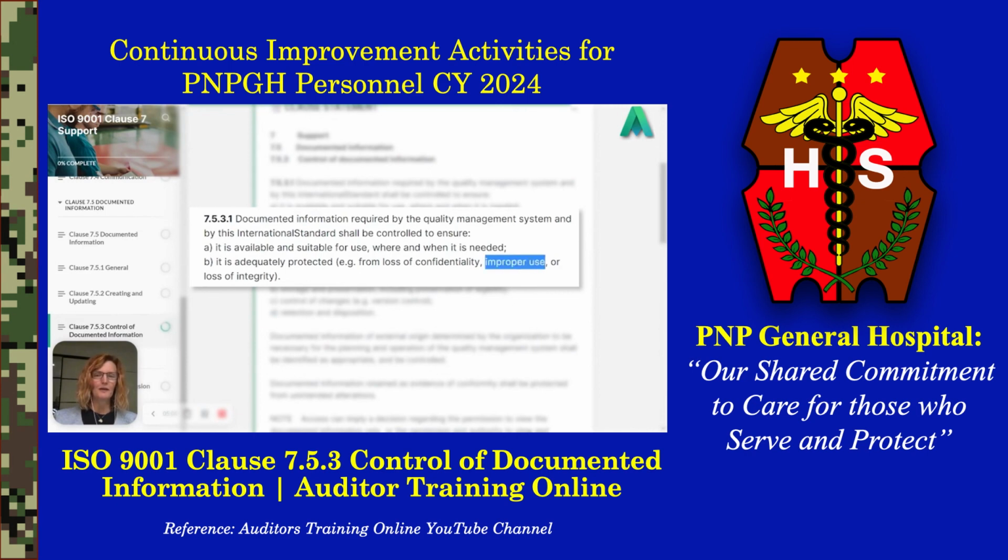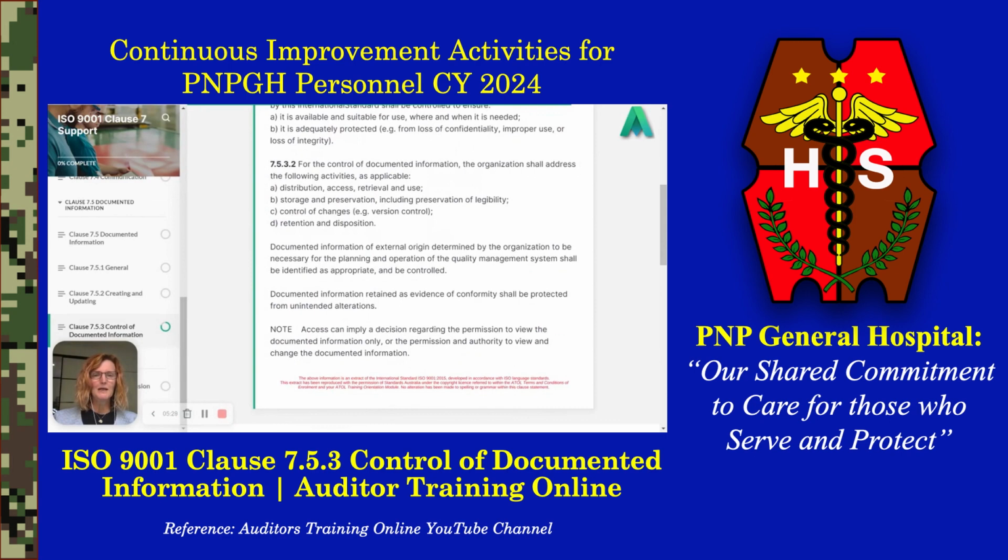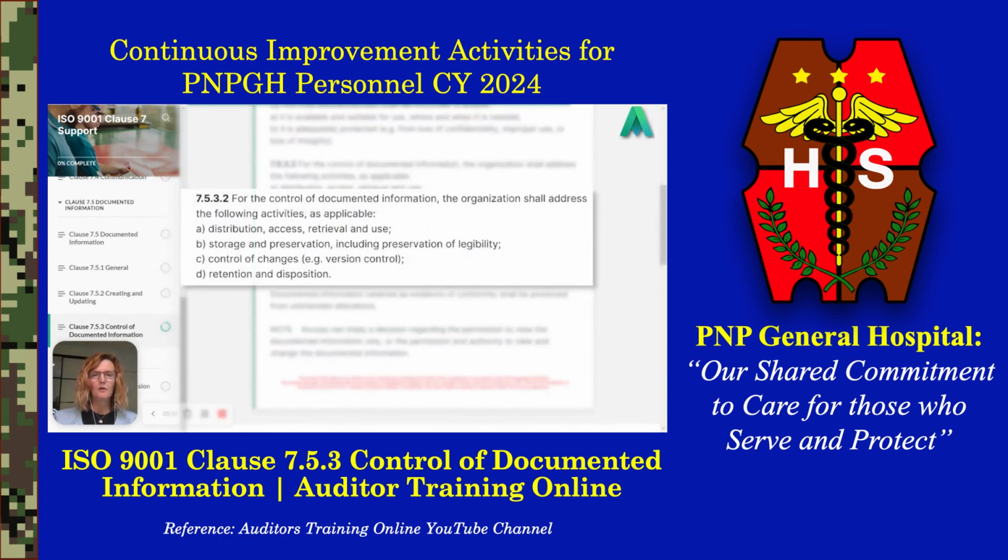Improper use, and confidentiality comes into that. Make sure only the right people, the people that you want to access the documentation, are getting access. Okay, so you're looking after it that way. So that covers 7.5.3.1. Now, 7.5.3.2 says, for the control of documented information, the organisation shall address the following activities as applicable. So remember that "as applicable" section, all right? Because some of these might not be applicable to you.